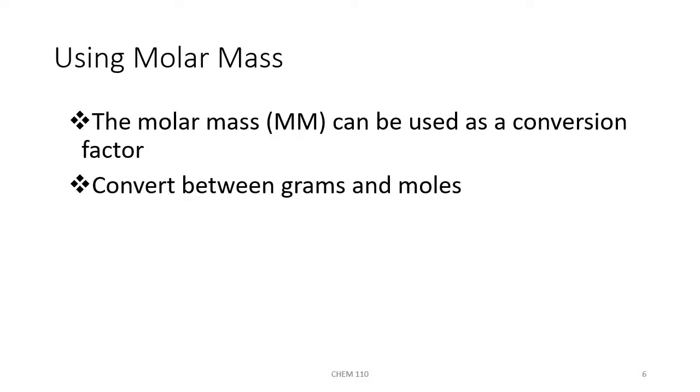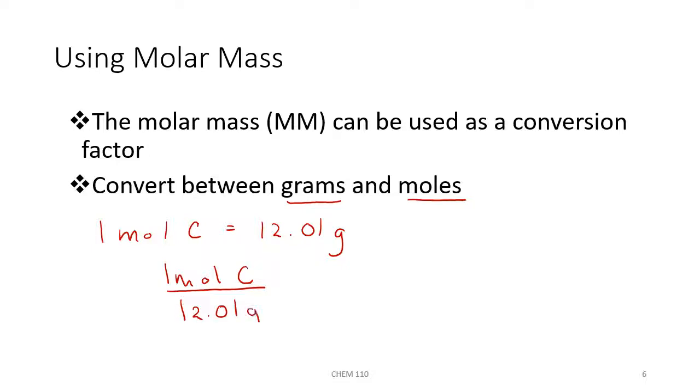The molar mass of a substance is used as a conversion factor which allows us to convert between grams and moles. So for example, we saw in the previous slide that 1 mole of carbon was equal to 12.01 grams. We can use this as a fraction and say that 1 mole of carbon over 12.01 grams is the molar mass, or we can write it as 12.01 grams over 1 mole of carbon.